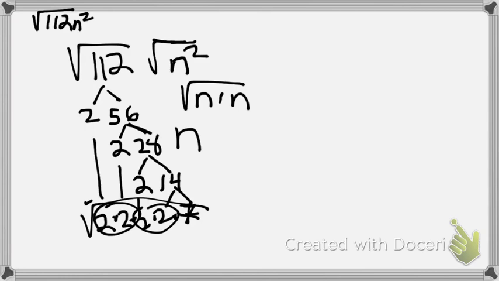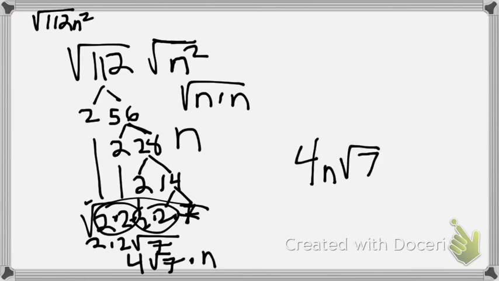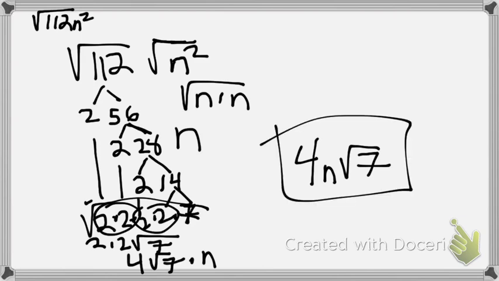And for every 2 2's I find, and it didn't matter whether they were 2's or 3's or 4's or 7's, for every 2 2's I find, I can pull 1 out. Here, I have 2 2's, so I can pull 2 out. So I have 2 times 2 times the square root of 7, or 4 radical 7. I then throw the n in there, and so my answer would be 4n times the square root of 7.